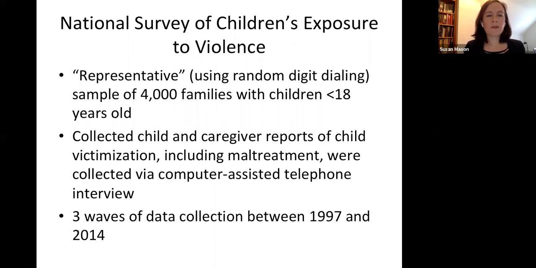There's also a really interesting data source called the National Survey of Children's Exposure to Violence. This is run out of the University of New Hampshire. It's a, quote unquote, representative sample of 4,000 families. I say representative in quotes because they use random digit dialing, and I don't actually know who ends up in a sample where you use random digit dialing right now. So it's families with children. They collect both child and caregiver reports of child victimization, and this includes maltreatment. And they have 3 waves of data collection between 1997 and 2014. So clearly this doesn't check the continuous box. And I think probably many of you will share my concerns about the validity of data on maltreatment coming from caregivers and or children in the presence of caregivers.